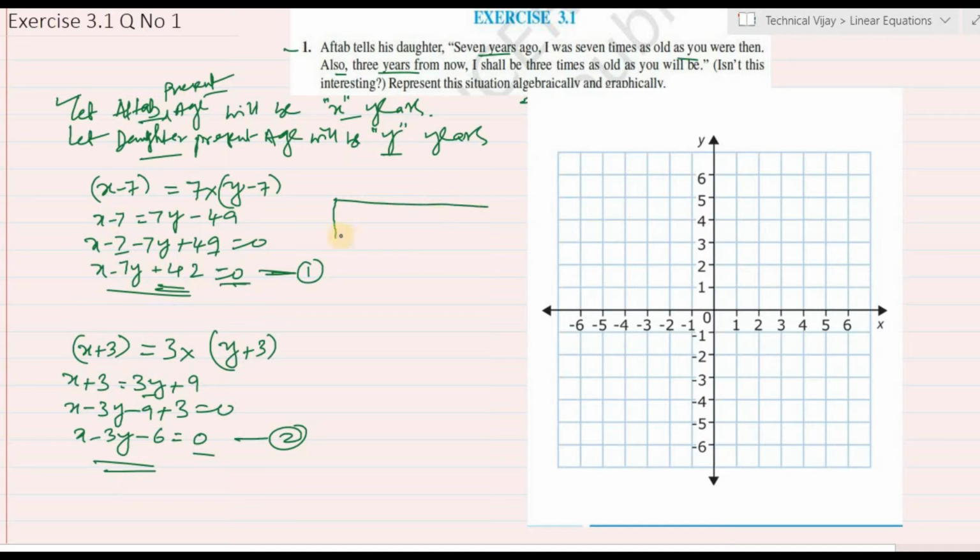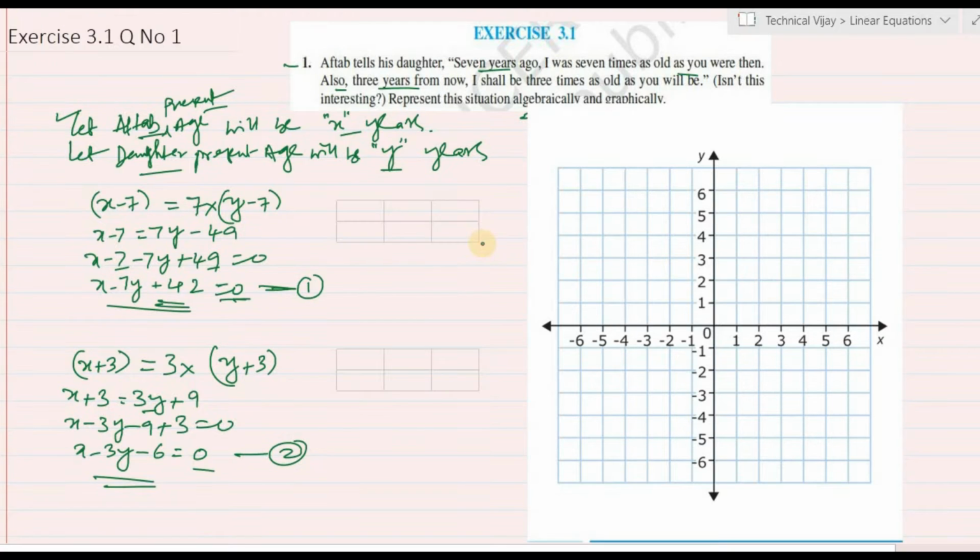So here, for example, this is one table. To find the x and y values from this equation and from this equation, we have to substitute one of the values as 0 and get the other value. In the same way in this equation also we have to do. After getting these values in the table, we can plot the graph. So now this is x and this is y. Okay. And same thing here, x and y for this equation. So we will consider this equation first.